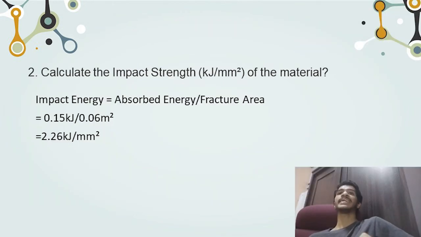Number 2, we will be calculating the impact strength in units of kilojoule per millimeter square of the material. As you can see, the working is very short, which means the impact strength equals the absorbed energy over the fracture area. The impact energy is 0.15 kilojoules and the fracture area is 0.06 meter square. We convert the unit of meter square into millimeter square, substitute the values and divide them. So finally we get 2.26 kilojoules per millimeter square as the final value.